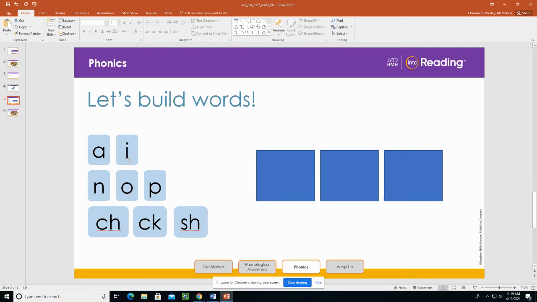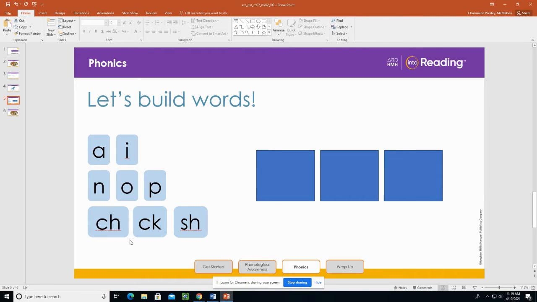What letter? I. And what sound does I make? I. Remember, the letter I stands for the I sound. What letter? N. And what sound? N. What letter? O. And what sound does O make? Ah. What letter? P. What sound does P make? P.